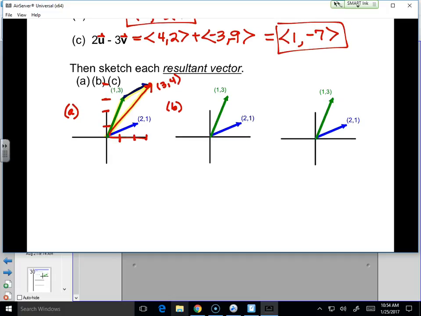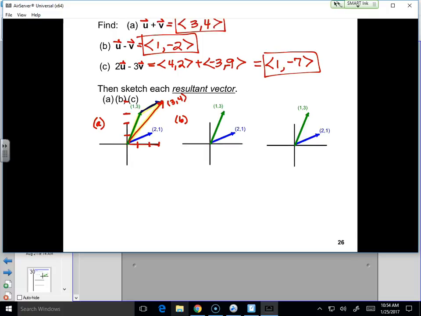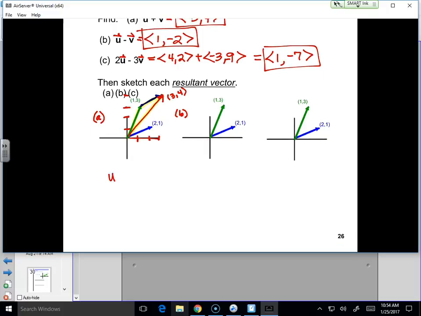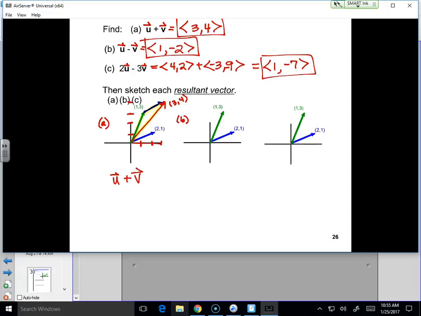Kiddos, in this second one, this was an illustration of vector u plus vector v, right? That's what this red vector is. Okay, now I need to, in letter B, illustrate what? Vector u minus vector v. Isn't that the same thing as vector u plus negative vector v? Hold on. Isn't u minus v the same thing as u plus negative v?